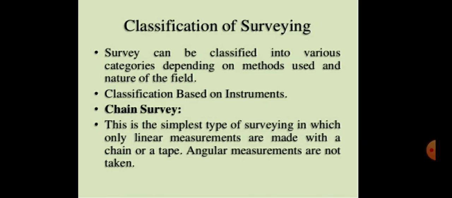Chain can be of different materials, like engineer's chain, metallic chain. Nowadays usually metallic chains are used. It may be of 20 meter or 30 meter. In chain surveying, the linear measurements, the horizontal distances, are measured, and the angular measurements are not taken with the help of the chain, because there is no angle measuring instrument in the chain. So for linear measurements, chain surveying is used.